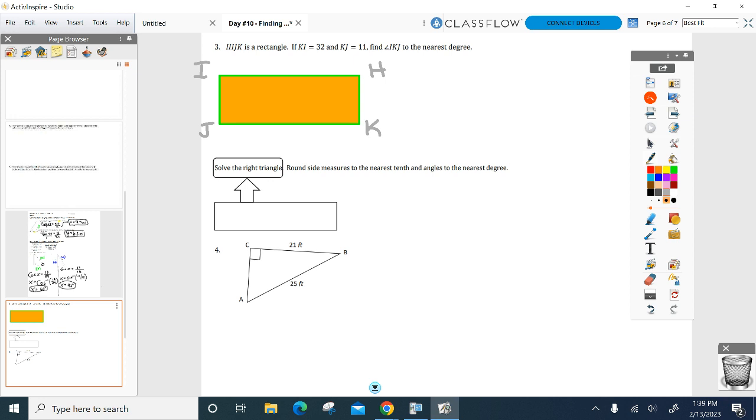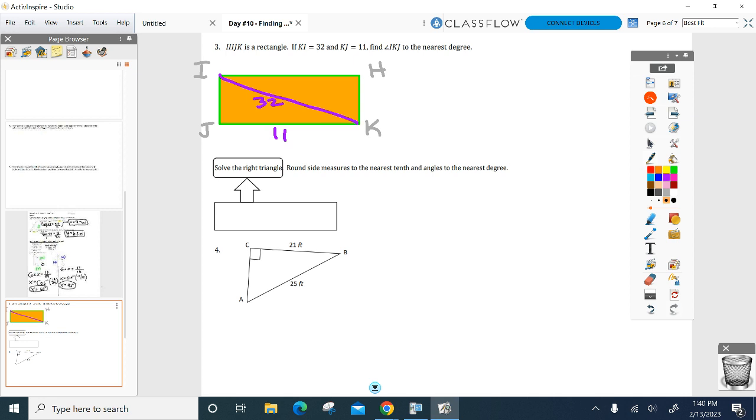So no matter how you labeled yours, what is KI in this? I know it's 32, but what do we call KI when I draw it in? That's going to be a diagonal. And if you didn't label it correctly, it's going to be a side. That's a problem. So KI is a diagonal. 32. KJ, 11.